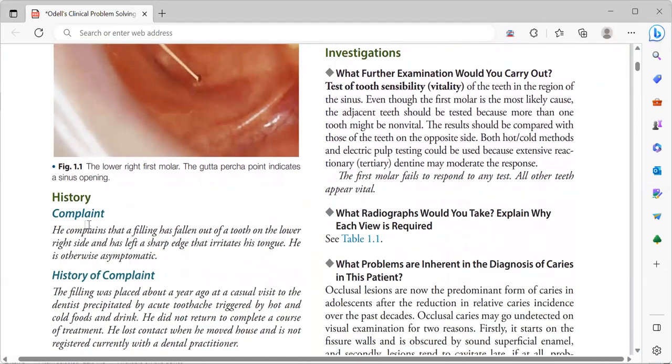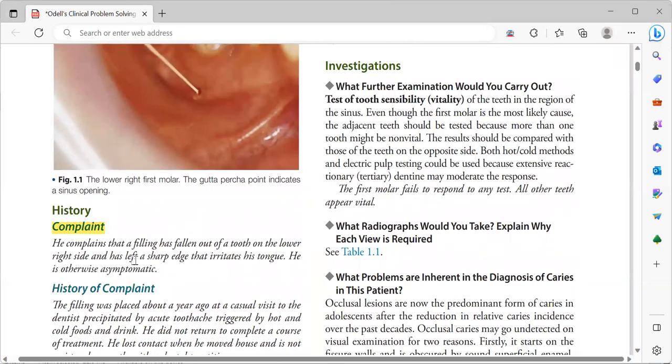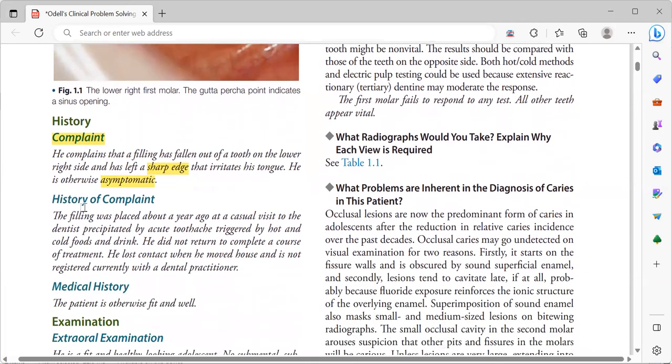First we need to ask about the history, starting with the chief complaint: what is the main reason for his visit? He complains that a filling on the lower right side fell off and has left a sharp edge that irritates his tongue. He has no other symptom. It's just these sharp edges irritating his tongue because the filling was lost. He is otherwise asymptomatic.